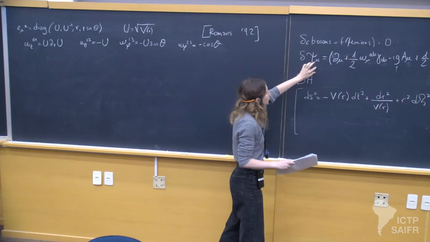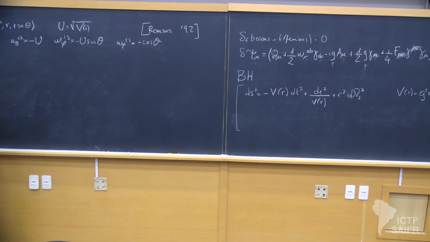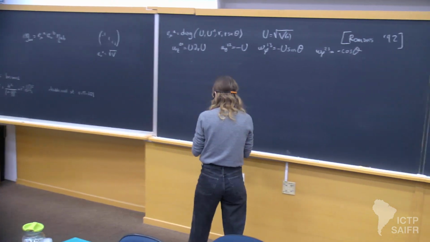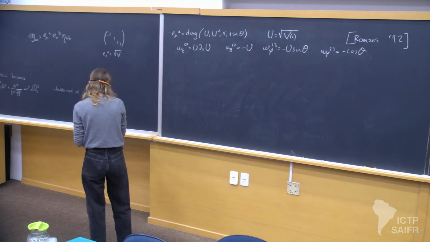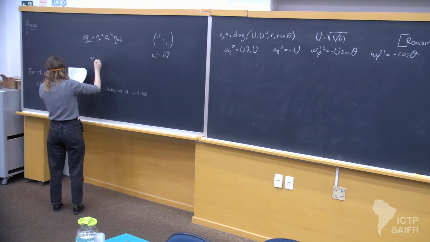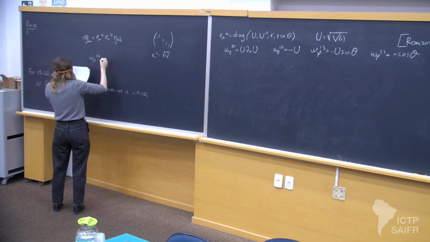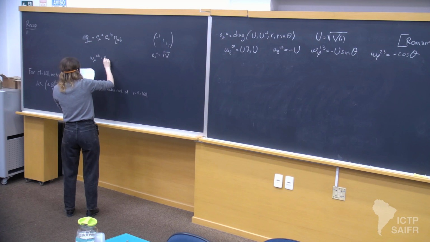So solving the Killing spinor equation means that we need to impose omega. Yes, I have the definition here. I didn't put it. Okay, I can put it here. Let's say omega comes from the torsionless condition.